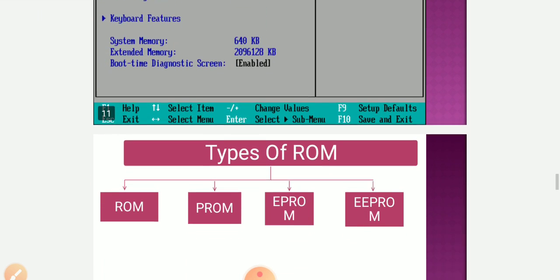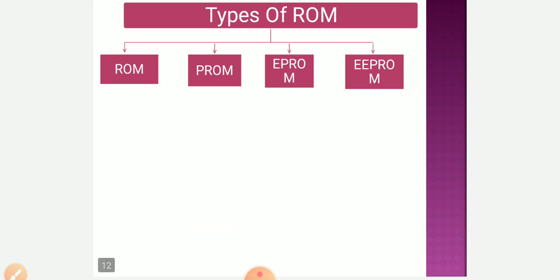Okay students, now we move to our next topic, types of ROM. Previously I explained the types of RAM. RAM has two types, static RAM and dynamic RAM. Now I explain the types of ROM. ROM has four types: ROM, PROM, EPROM, EEPROM. These four are the types of ROM.